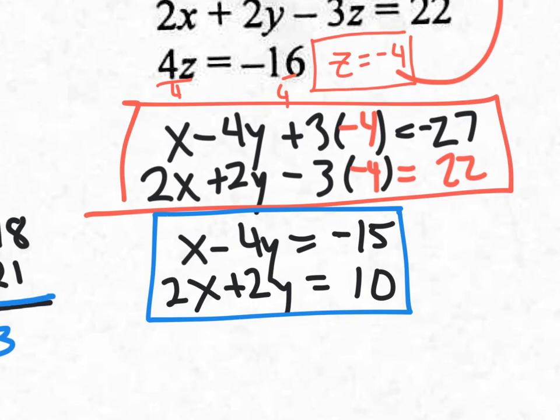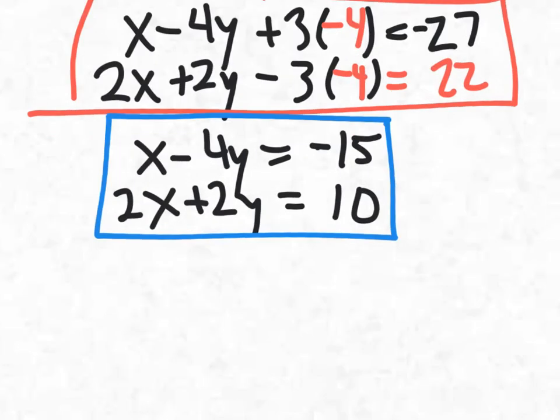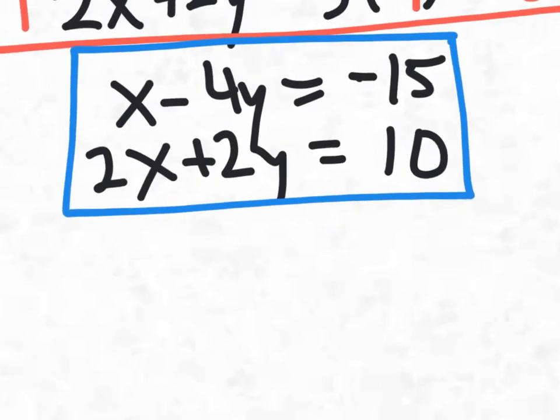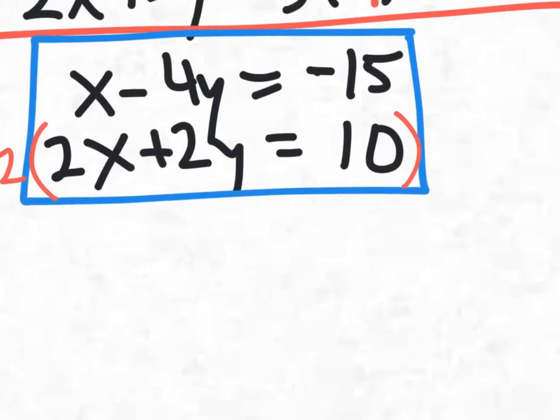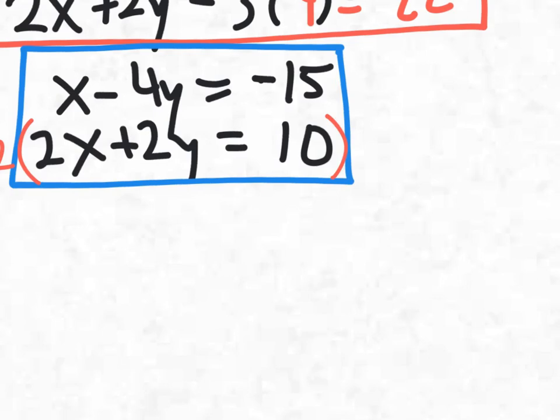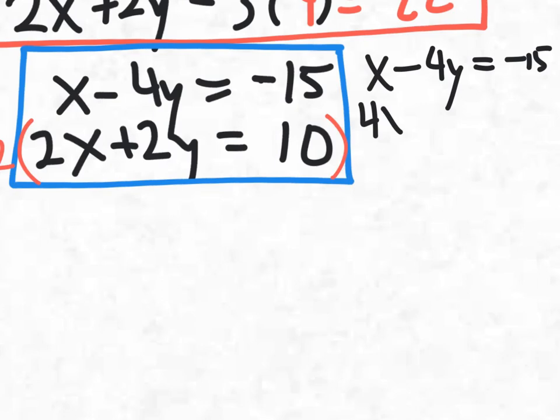Now let's solve this thing. How do we solve this? What do we do? Want to cancel out x's or y's? Y's, okay. Multiply the bottom equation by 2. So the top one we're going to leave the same. Let me rewrite it over here. x minus 4y equals negative 15. The bottom one we're going to multiply by 2. It's going to become 4x plus 4y equals 20.